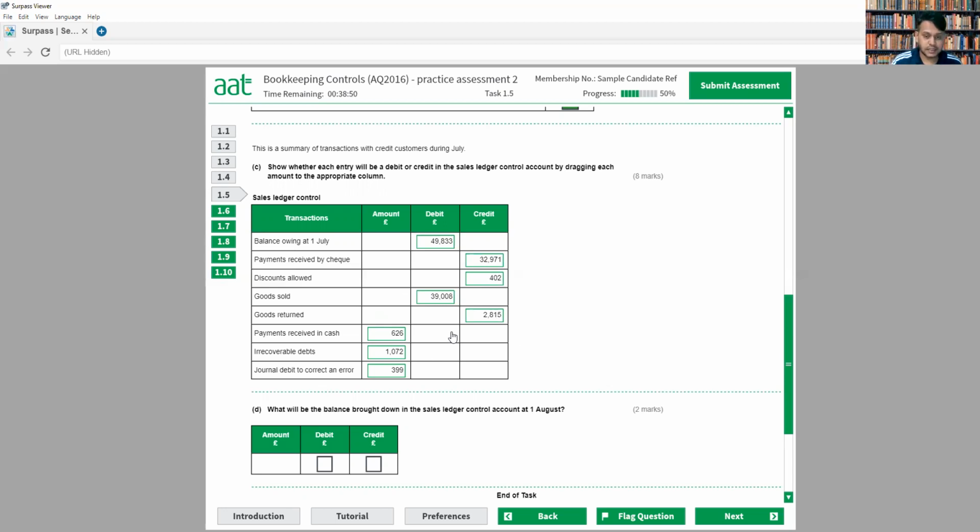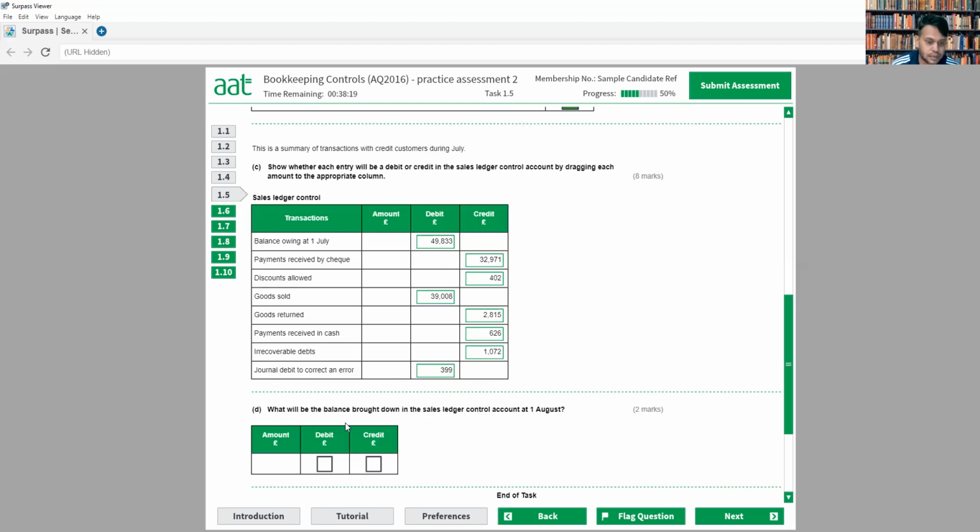Payment received in cash, it doesn't matter how I receive it, cash or cheque, it will reduce the balance. Irrecoverable debt: if I'm not expecting any money from this customer for any reason, it will reduce the balance, so it will be on credit. And the journal debit for the error correction, we need to put on the debit side. After that, all you have to do is add the debit side, all these three, and minus all the credit side to find the balance.